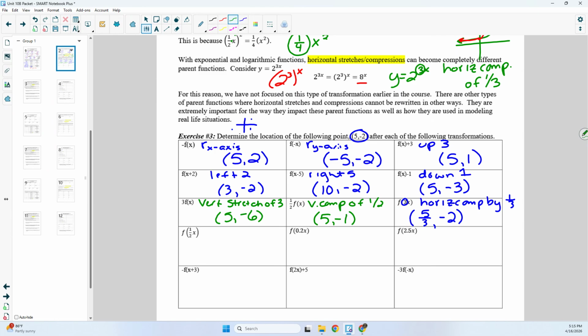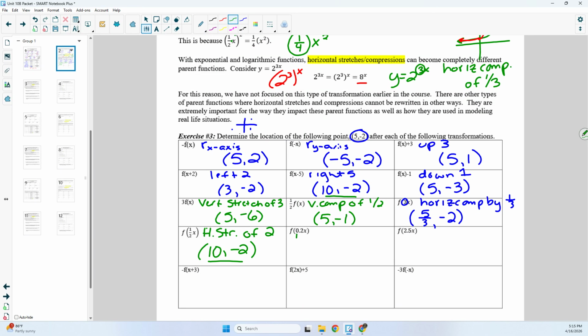My next one, because I have a fraction, that is a horizontal stretch. And the reciprocal of 1/2 is 2, so that's a horizontal stretch of 2. So I'm going to multiply my x value by 2. Now this happens to be the same as right 5, only because plus 5 and times 2 are the same. So that will happen sometimes.